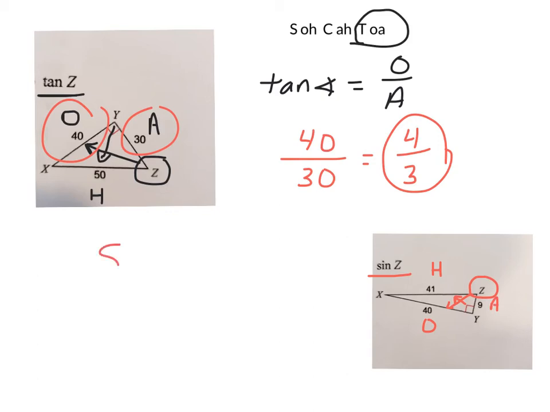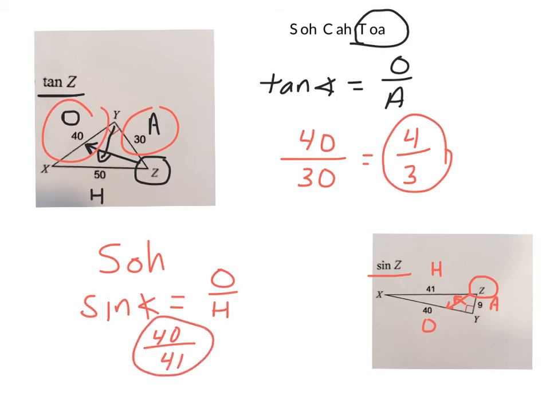For sine, that's the SO part of my SOHCAHTOA. So I know that the sine of an angle is the opposite over the hypotenuse. So I just look at my triangle. My opposite I can see really quick. There's a 40 there. My hypotenuse is 41. Those cannot reduce, so that is my final answer for that.